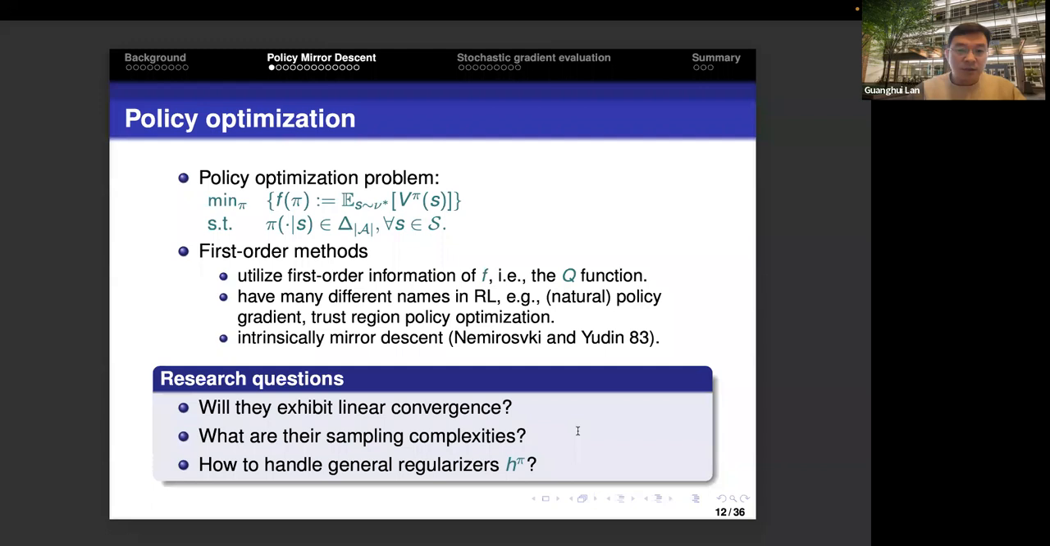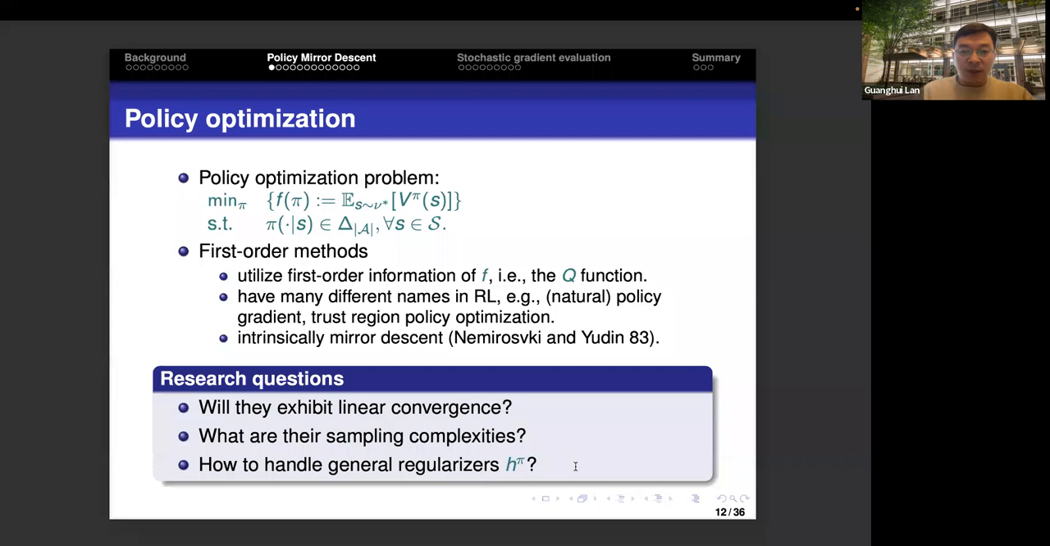As we said, for policy gradient type methods, their sample complexity is much worse than other methods. So whether we can have better sample complexity was another important problem that we want to address. The last question is actually a byproduct from our development. We are going to see that with very little additional effort, we can handle general regularization H(π).